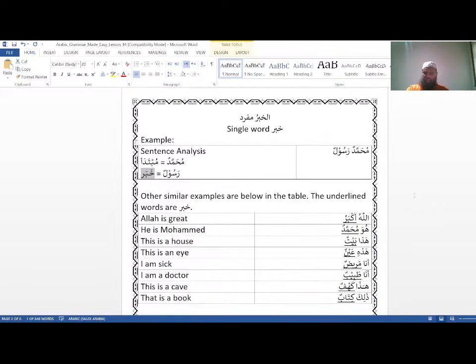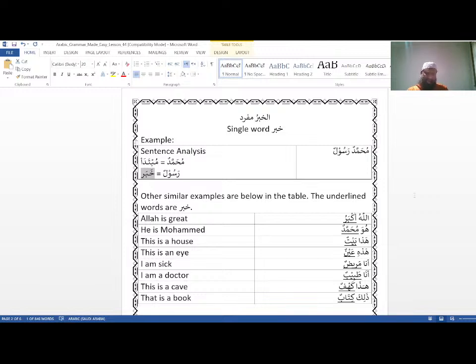So these are the examples of when a khabar is a single word. Allahu Akbar, underlined, are the khabar and they are single words. Allah is great. Huwa Muhammadun, he is Muhammad. So huwa is a dhamir and dhamir is definite. So this is mubtada. Muhammadun here is khabar.